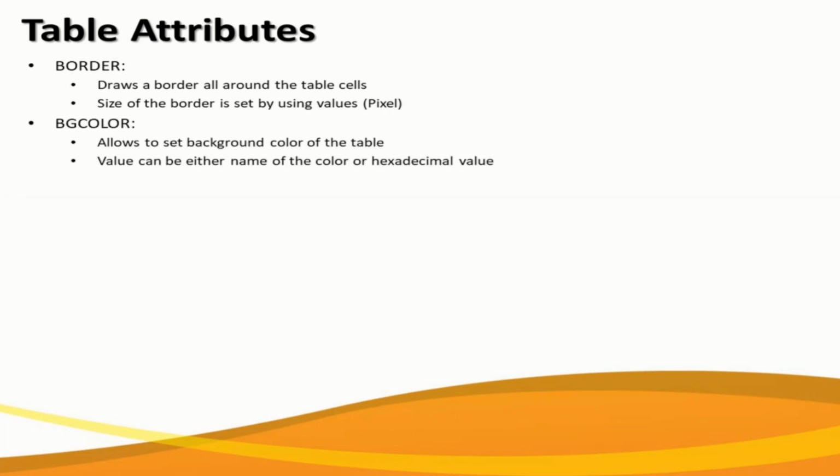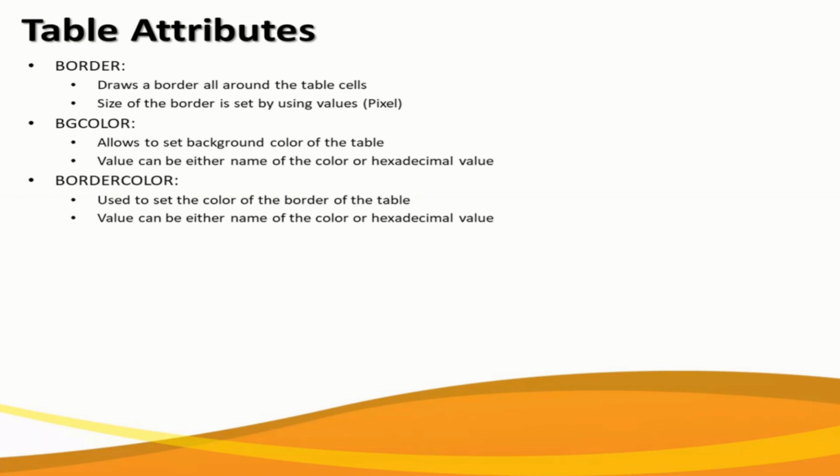The next one is the bgcolor attribute. It allows you to set the background color for the table. Either the specified color name or an RGB hexadecimal value can be used to specify the background color. The third one is bordercolor. It is used to set the color of the border of the table. Similar to the bgcolor attribute, any predefined color or an RGB hexadecimal value can be specified.